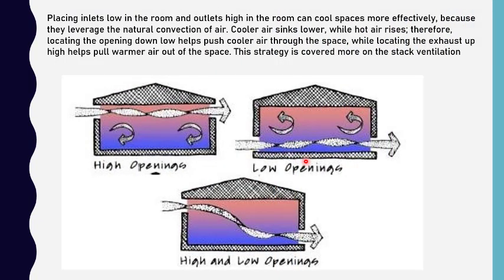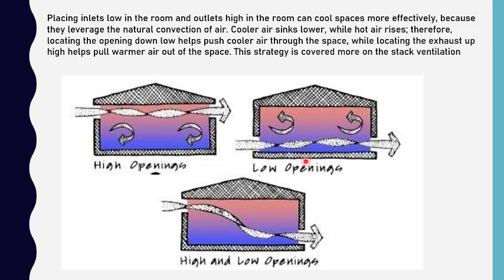Placing inlets low in the room and outlet high in the room can cool spaces more effectively because they leverage the natural convection of air. Cooler air sinks lower while hot air rises. Therefore, locating the opening down low helps push cooler air through the space, while locating the exhaust up high helps pull warmer air out of the space. This strategy is covered more in stack ventilation.